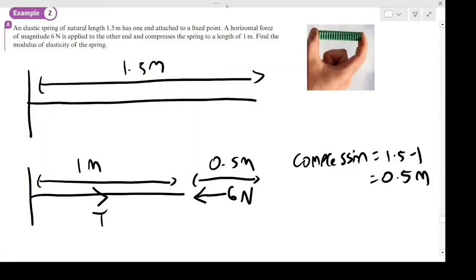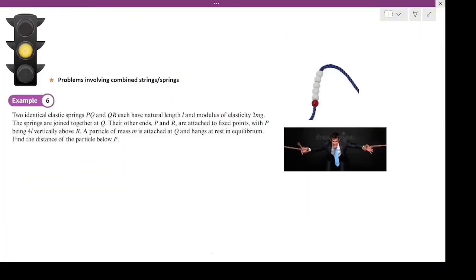Very slightly different scenario. It's now horizontal, and I know it's horizontal because it literally mentions a horizontal force. Now we're going to be looking at problems involving 2 strings or springs connected together. So let's have a look at this question here. We're told 2 identical elastic springs, PQ and QR, each have natural length L, modulus of elasticity 2mg. The springs are joined together at Q. The other ends P and R are attached to fixed points, with P being 4L vertically above R. A particle of mass M is attached at Q and hangs at rest in equilibrium. Find the distance of the particle below P.